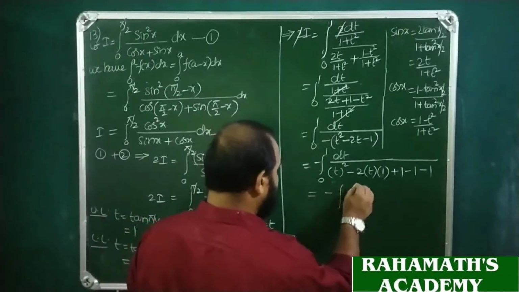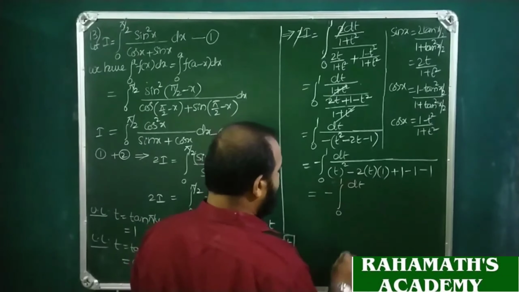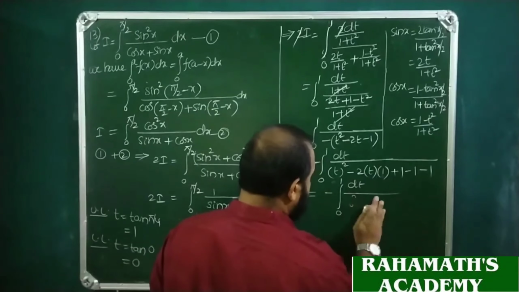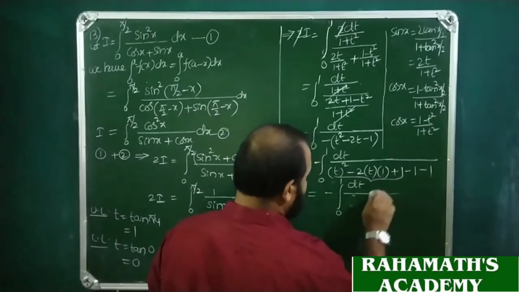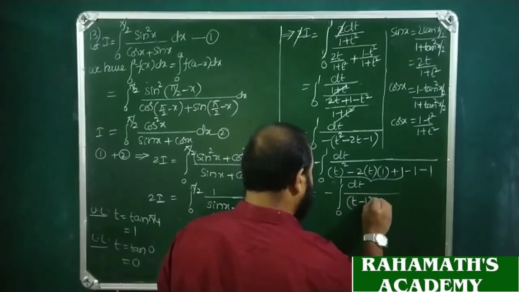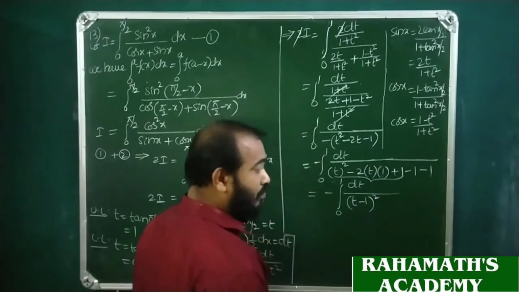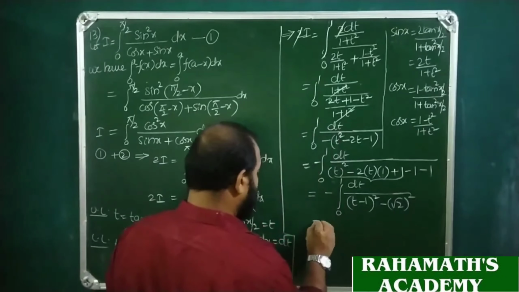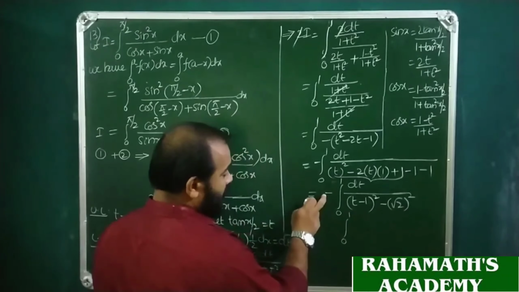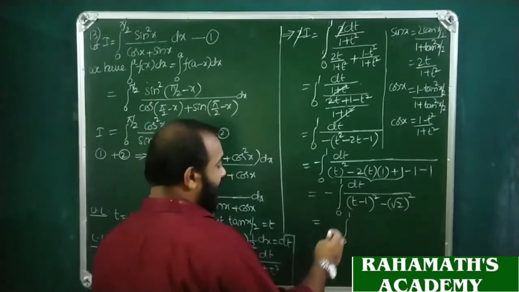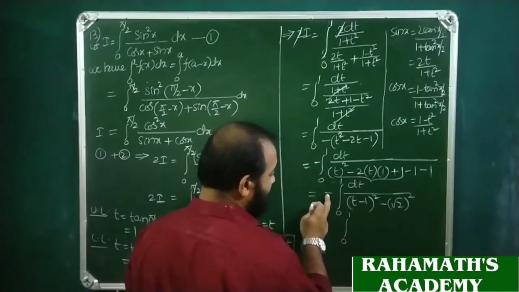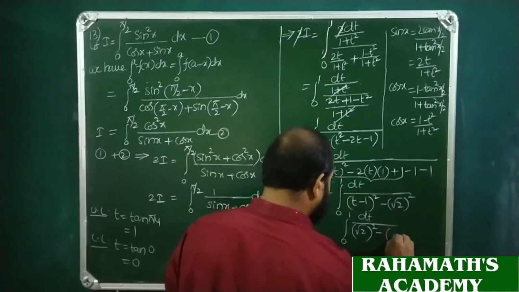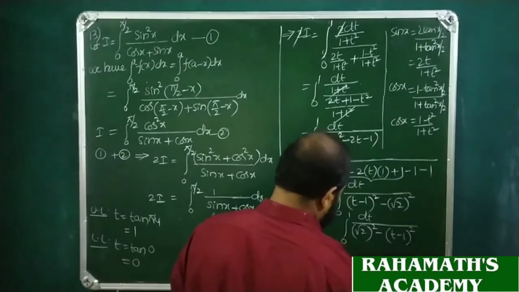So this is minus dt, of course, 0 to 1 are the limits. T square minus 2t plus 1, what is this? T minus 1 whole square. Minus 1 is minus 2, can be written as minus root 2 whole square. This is equal to integral 0 to 1. So if you take this minus inside, minus into minus is plus, so dt by root 2 whole square minus t minus 1 whole square.